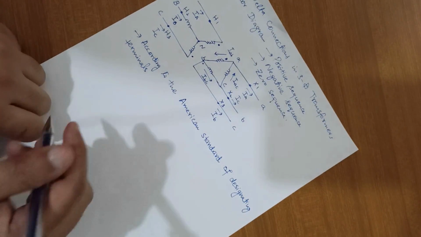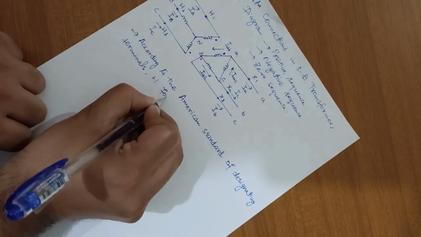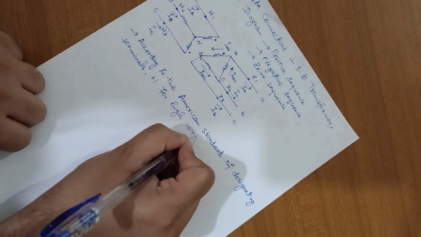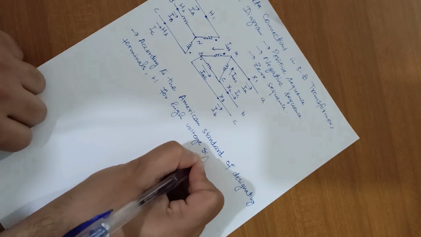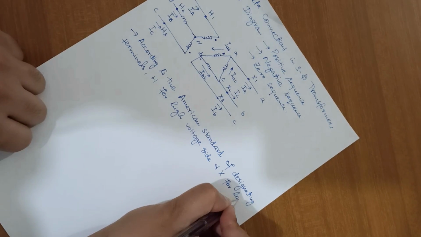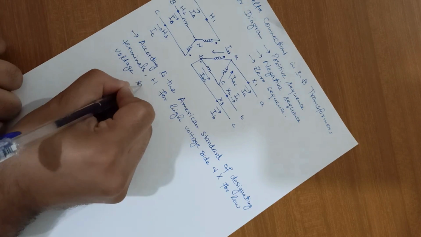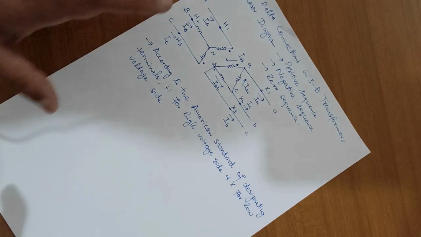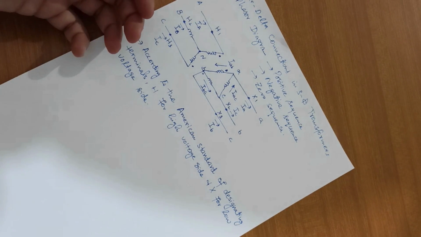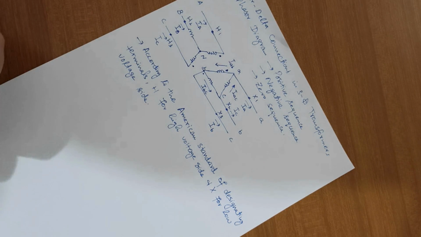So H for high voltage side and X for low voltage side. Okay, now you have understood how I have drawn this diagram, and after drawing the diagram what I have found, right?